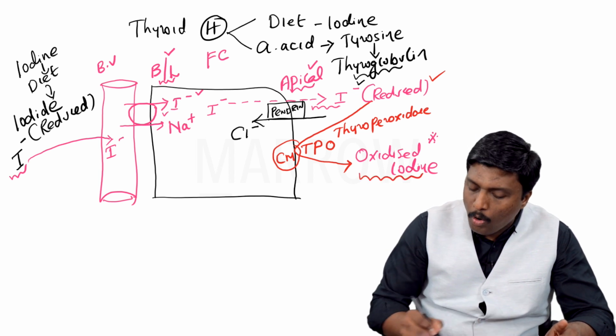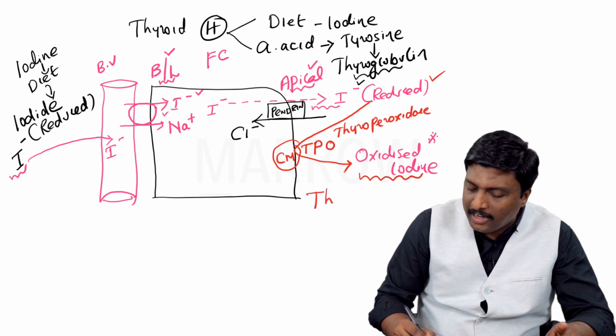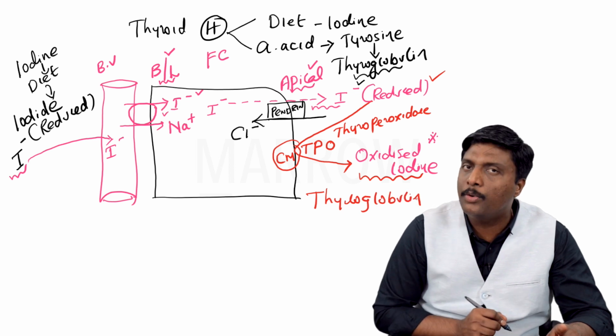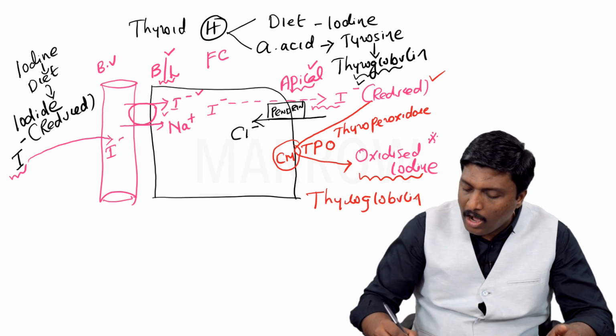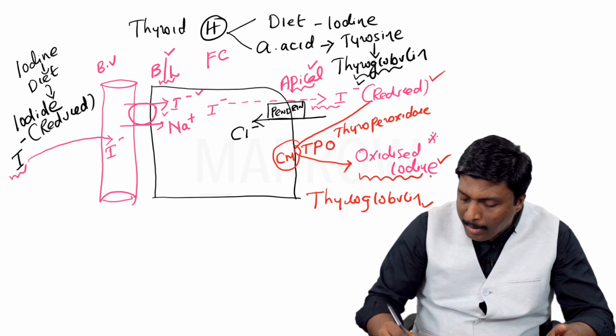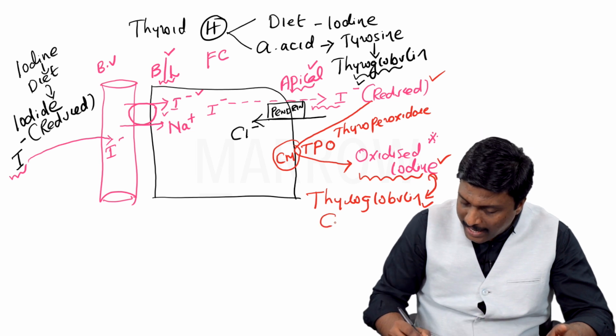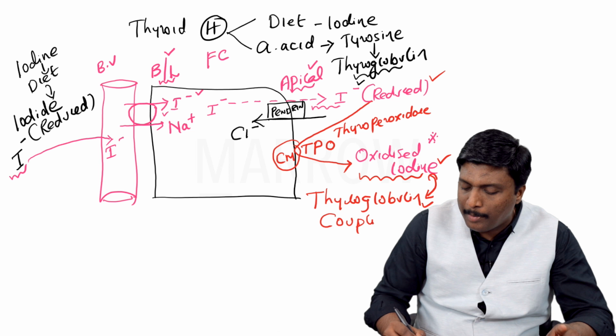Kindly make a note, once you have oxidized iodine, the next important precursor, kindly make a note, where the source for your tyrosine is thyroglobulin. Once the oxidized iodine is available, once the thyroglobulin is available, combine both of them. What's the name of this combining step? This combining step is always called coupling.